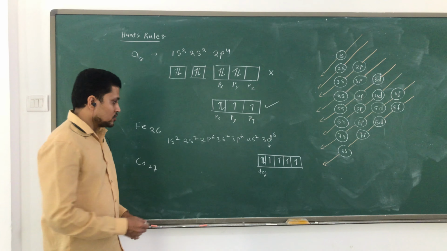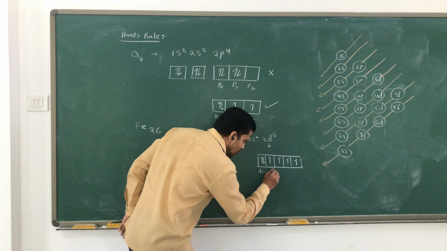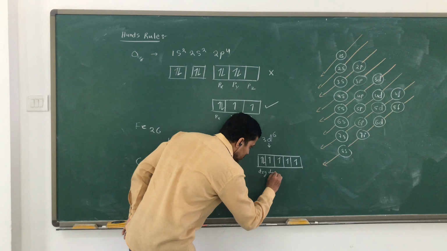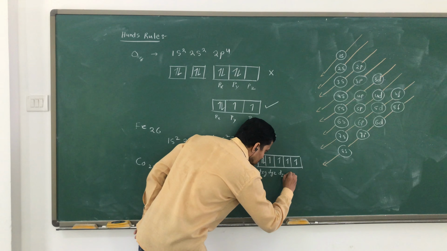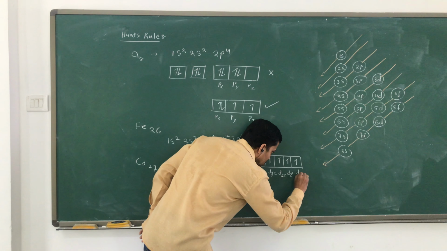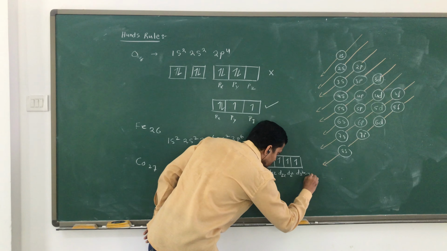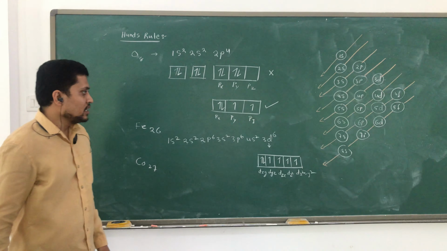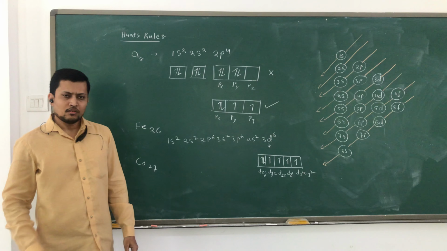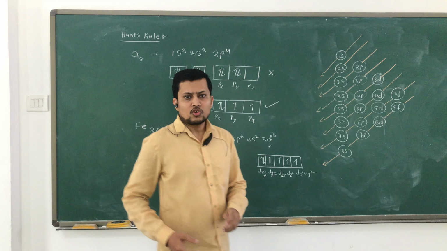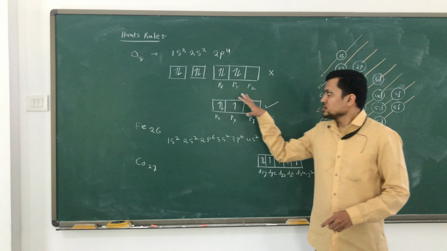Names of those orbitals: dxy, dyz, dzx, dz square, dx square minus y square. These are the names of the orbitals, like we have px, py and pz, right? Okay, so now here I am stopping. Hope you understand this Hund's rule.